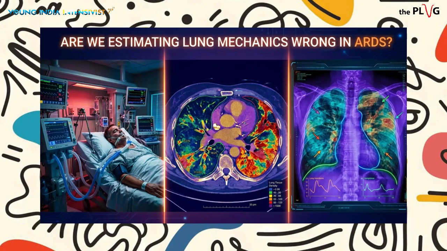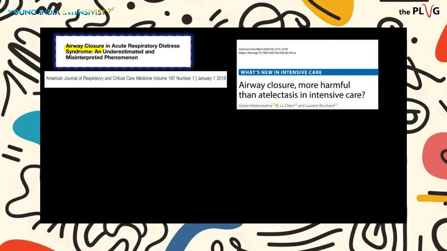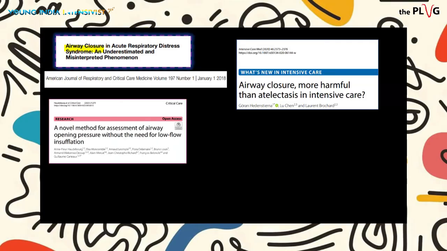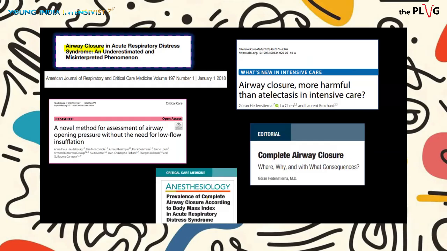So are we estimating mechanics wrong in ARDS? This phenomenon, which is being studied now and is emerging, is called airway closure. It was identified by Chen et al. from the University of Toronto, from Dr. Brochard's lab himself, the great man's lab himself, and reported in the Blue Journal in the year 2018. Subsequently, papers have started coming in, and work is in progress.